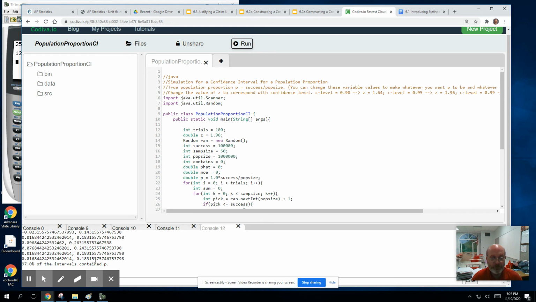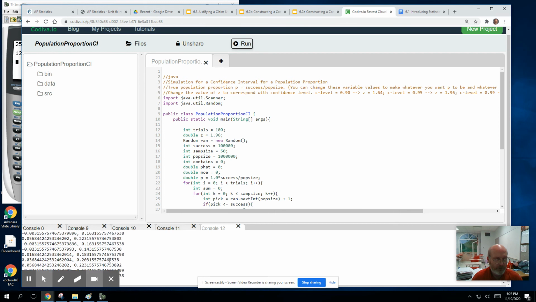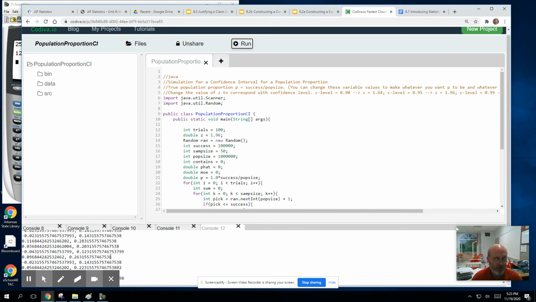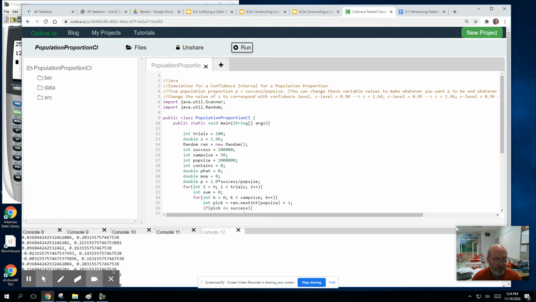This time, 97% of the intervals contained it. Let's see if we can find one that did not and see whether it's too high or too low. We did 100 intervals, so 3 of them should not contain it. They'll either have a lower bound above 10%, or an upper bound below 10%. Well, somewhere in there. There's one that barely caught it, 0.09.